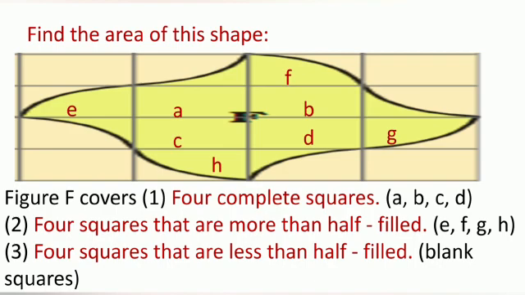Now let us calculate the area of the shape given here. There are 4 complete squares A, B, C and D. 4 squares that are more than half filled. They are E, F, G and H. 4 squares that are less than half filled. They are the blank squares.